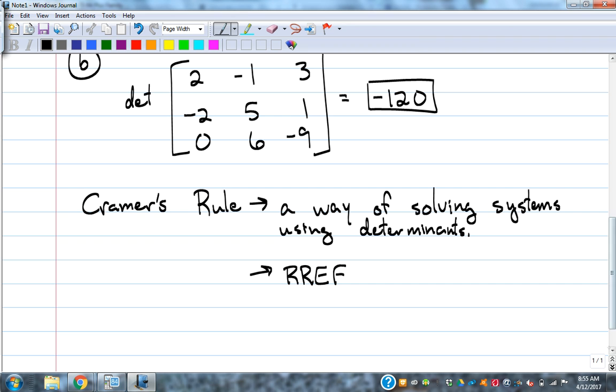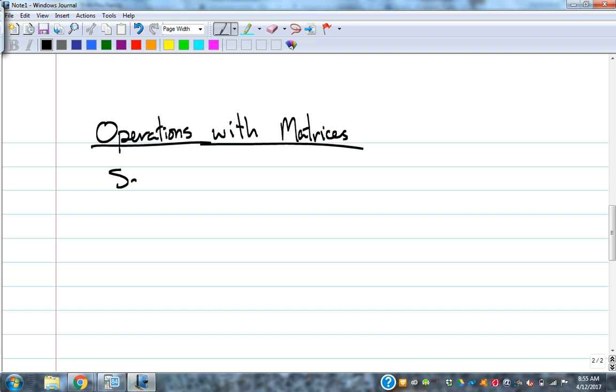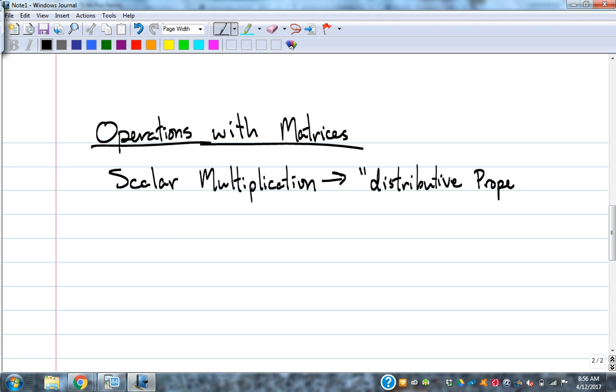All right. Next thing, operations with matrices. Stuff you've seen before. The first thing we're going to talk about is scalar multiplication. Scalar multiplication, the way I like to describe it, is distributive property. Because that's what it acts like. It's not distributive property, but it sure acts like distributive property.